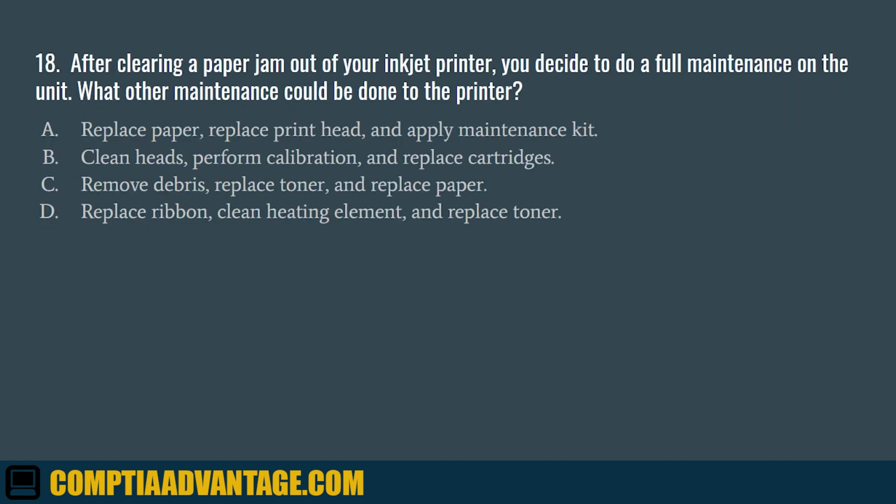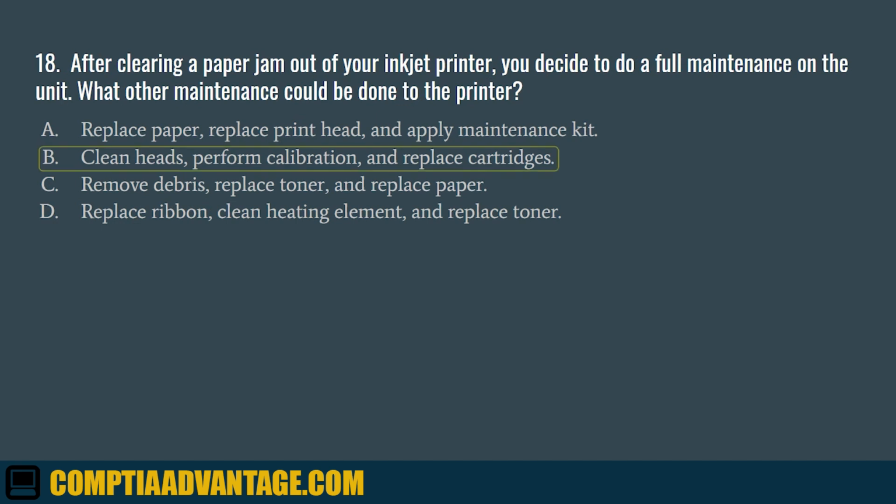Question 18. After clearing a paper jam out of your inkjet printer, you decide to do a full maintenance on the unit. What other maintenance could be done to the printer? A. Replace paper, replace printhead, and apply maintenance kit. B. Clean heads, perform calibration, and replace cartridges. C. Remove debris, replace toner, and replace paper. D. Replace ribbon, clean heating element, and replace toner.